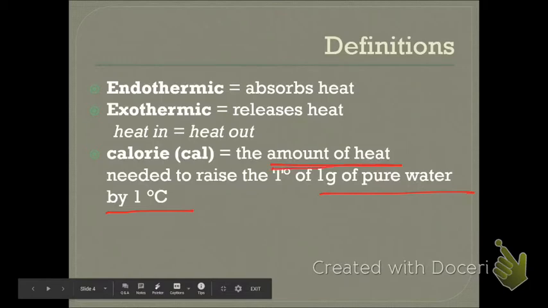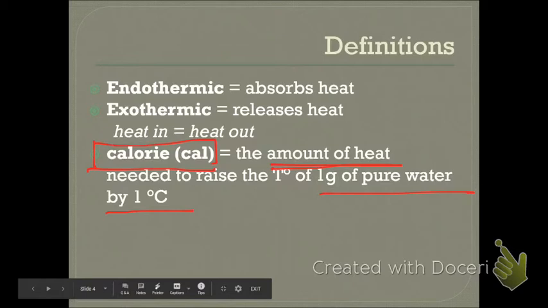Now I want you to pay close attention. This is what we call a calorie. This is the symbol for calorie. And it is 1 gram of pure water by 1 degree Celsius. How much heat did it take? So you have to have pure water, not water that has impurities in it. It would have to be pure water, like distilled water.